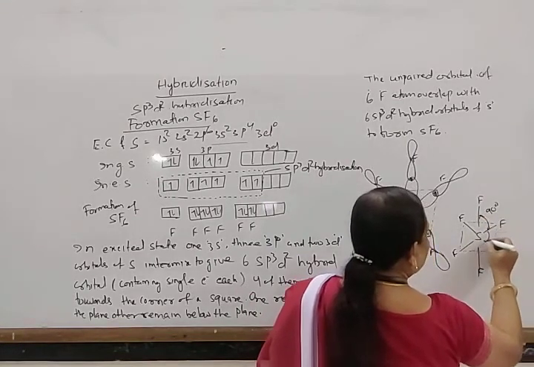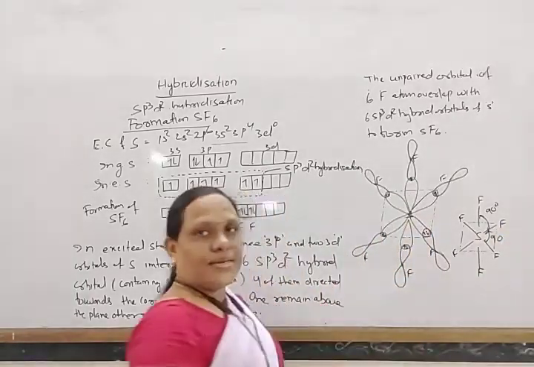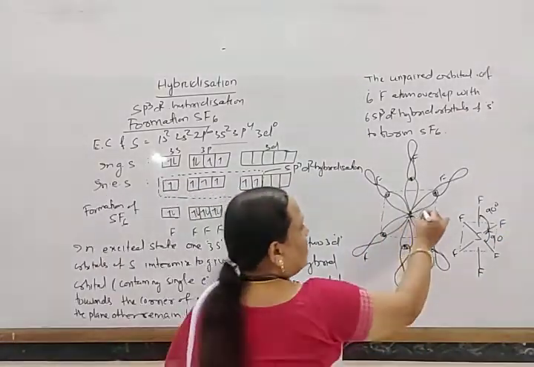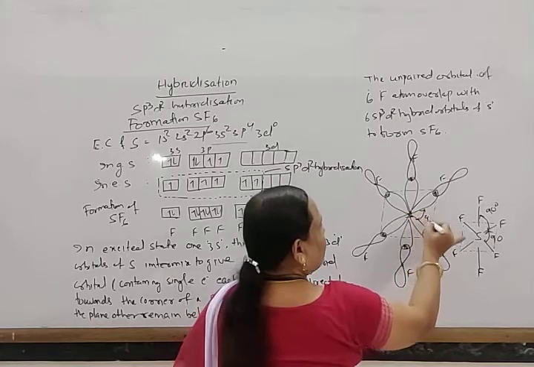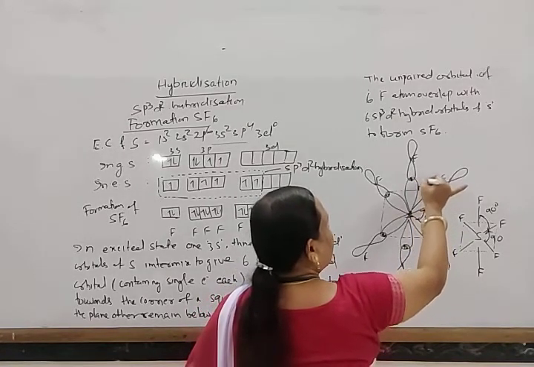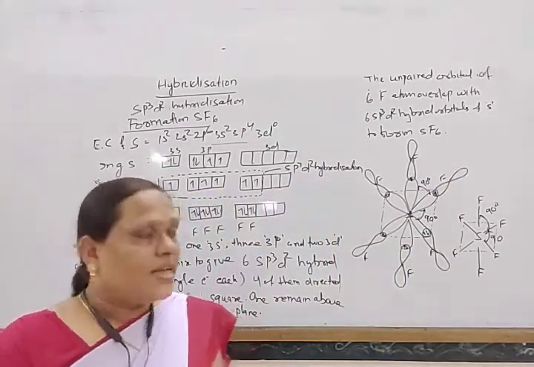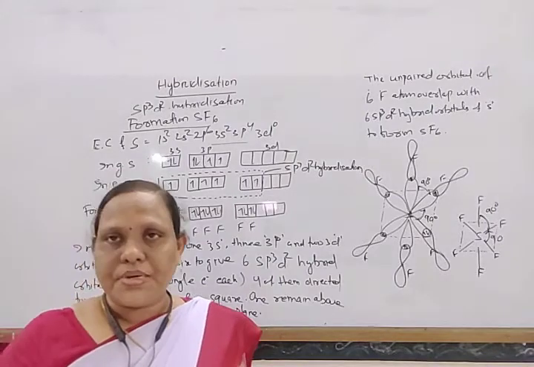And here the bond angle in each case is 90 degrees. Here this is 90 degrees and here also this is equal to 90 degrees. So this angle is 90 degrees and this angle also is 90 degrees. So this is sp3d2 hybridization.